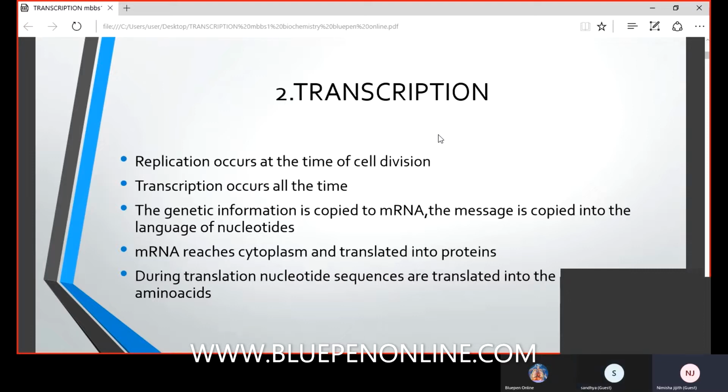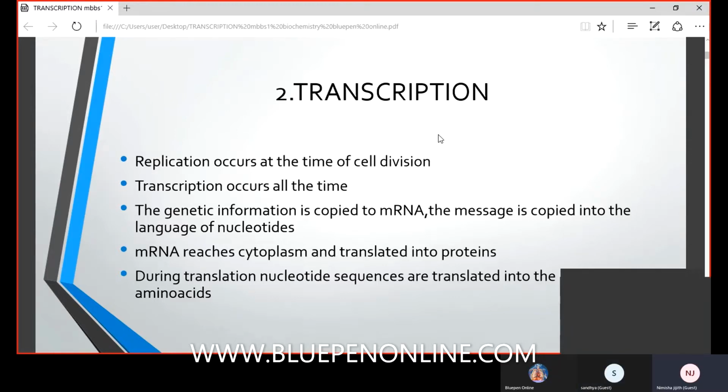But replication occurs at the time of cell division, but transcription occurs all the time. The genetic information is copied to mRNA. DNA and mRNA both contain information in the language of nucleotides. So the genetic information is copied to mRNA, like a Xerox copy. The message is copied into the language of nucleotides. Same language of nucleotides. So we get a transcript.